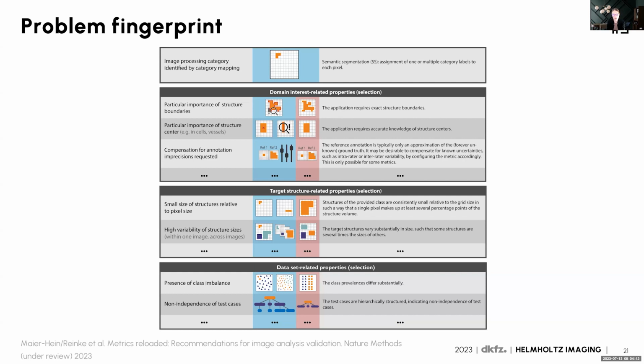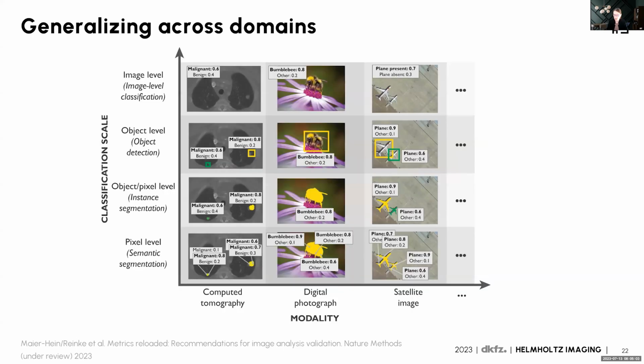Do we have high variability of sizes of the objects? Do we have class imbalances? Are the test cases independent or not? All of these things matter, and we incorporate all of them in form of decision trees in our framework. Before I go into detail with how the framework looks like, I want to emphasize that given this problem fingerprint, we can now really generalize across domains.